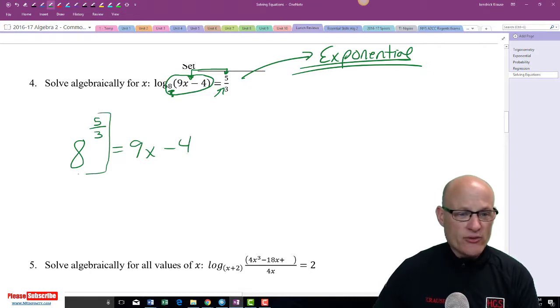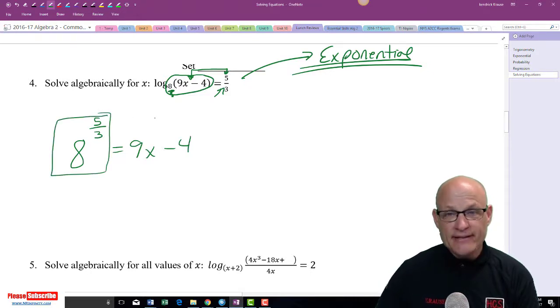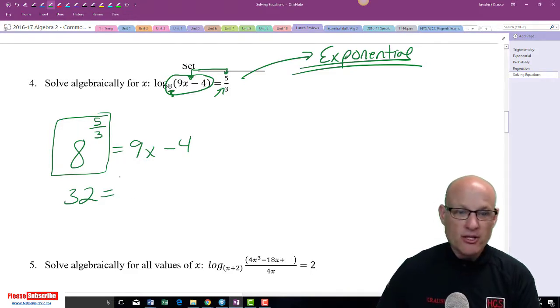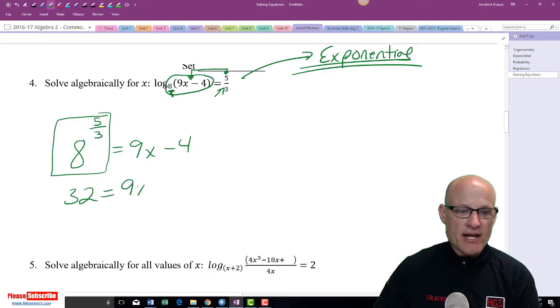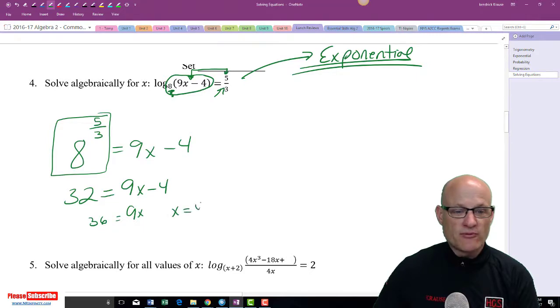Now, if you can't do this in your brain, then use your calculator. But it's really the 3rd root of 8, which is 2. 2 to the 5th is 32. On the day of the Regents, abuse your calculator. Triple check. Yeah, it's 32. Go check it with your calculator. Don't be that person that doesn't do that. So 9x minus 4, you bring the 4 over, you get 9x equals 36, and x equals 4.